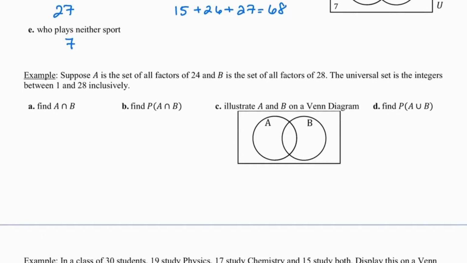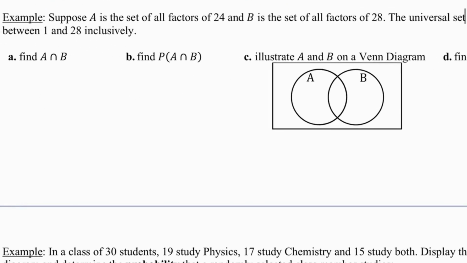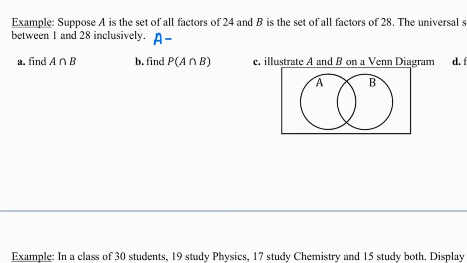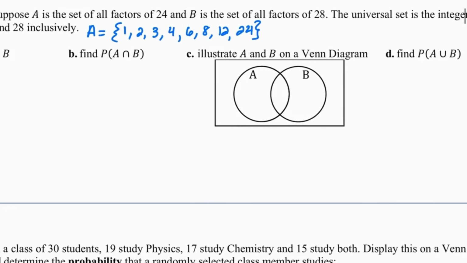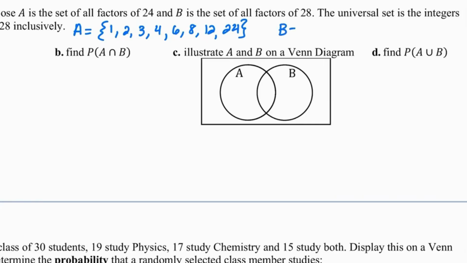All right. So what do we have here? We have a set A that are all the factors of 24. Factors means that it's all the numbers that multiply to 24. So those numbers are 1, 2, 3, 4, 6, 8, 12, and 24. B are all the factors of 28. So that's 1, 2, 4, 7, 14, and 28.